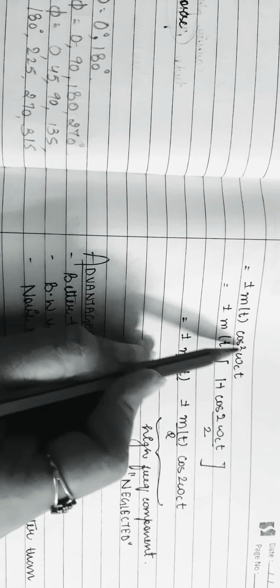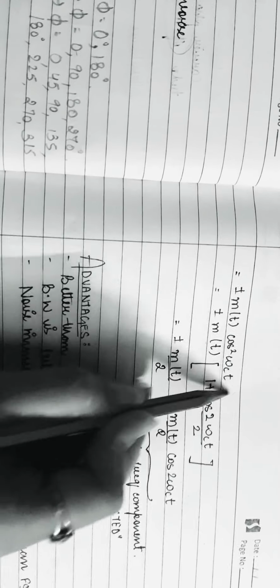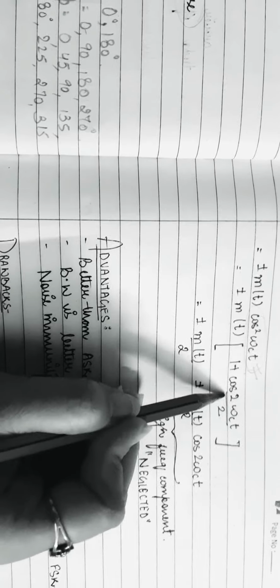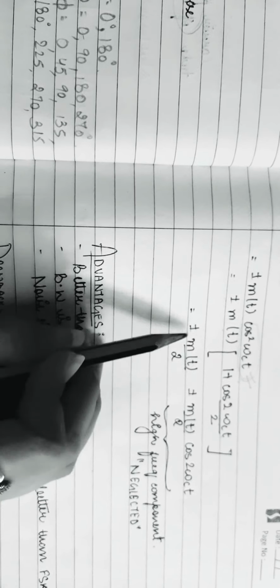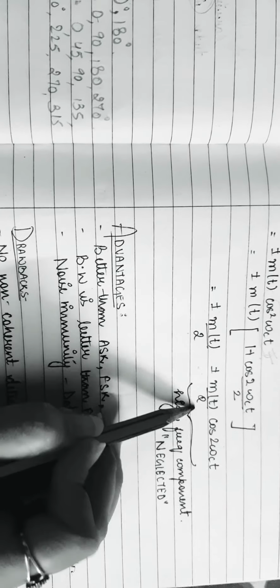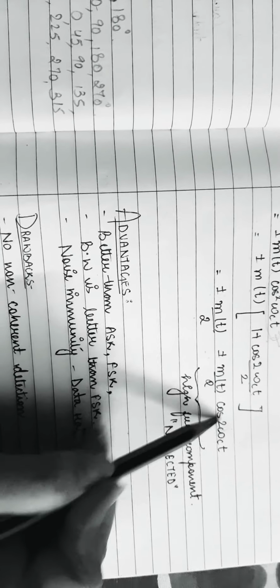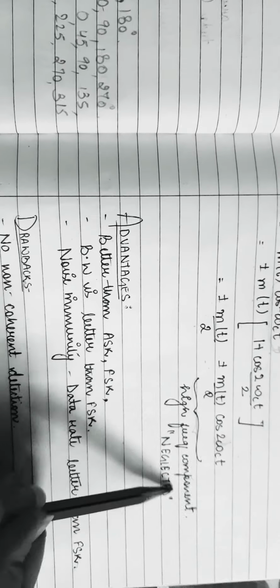Now after further simplification, we will get plus minus m(t) into cos² ωct. Here plus minus m(t) will be taken out. In place of cos² ωct, we can put the trigonometric identity, so it will be (1 plus cos 2ωct) upon 2. Now after further simplification, it will be plus minus m(t) by 2 plus minus m(t) by 2 cos 2ωct. Now here we are getting a frequency that is twice the carrier frequency. So your high frequency component will get eliminated through your low pass filter. So here we have applied an LPF, that is your low pass filter.